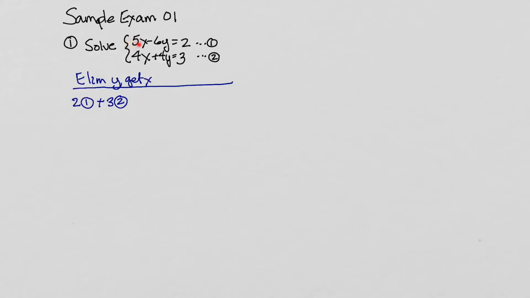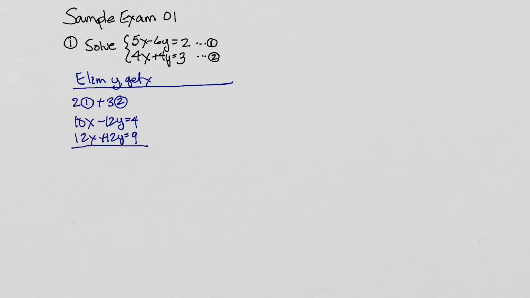So multiply through the top equation here by 2. We'll just double everything. And that will give us 10x minus 12y equals 4. And then in the second equation, we're going to multiply by 3. So multiply through this equation by 3, and that will give us 12x plus 12y equals 9. Let's add these together.